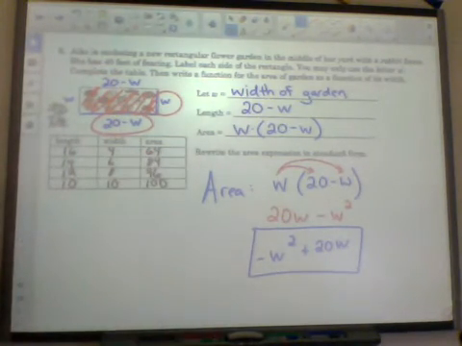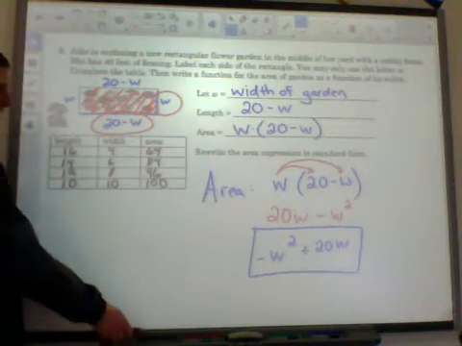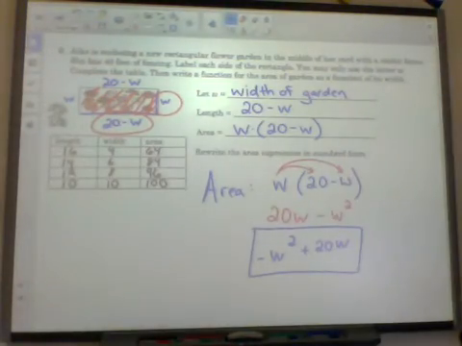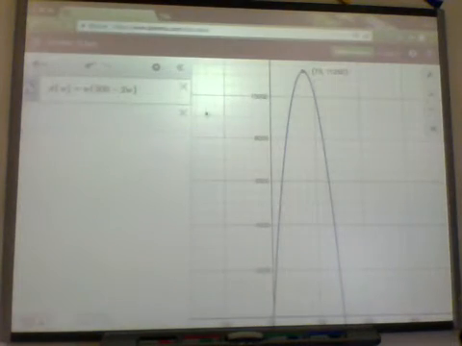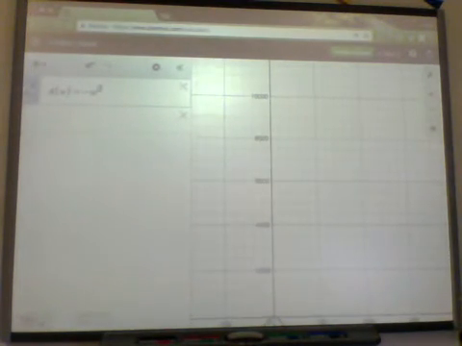Your table might be totally different than mine, but I can tell you right now that 10 length and 10 width is going to give you the maximum area. That 100, when you go to graph this, W times 20 minus W, and I'll prove it, and then we'll be done with our notes. That minus W squared plus 20W.